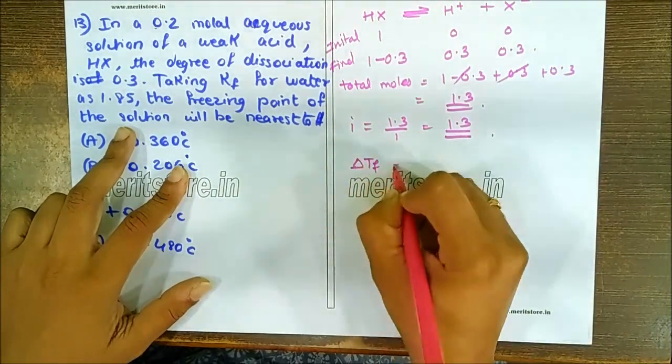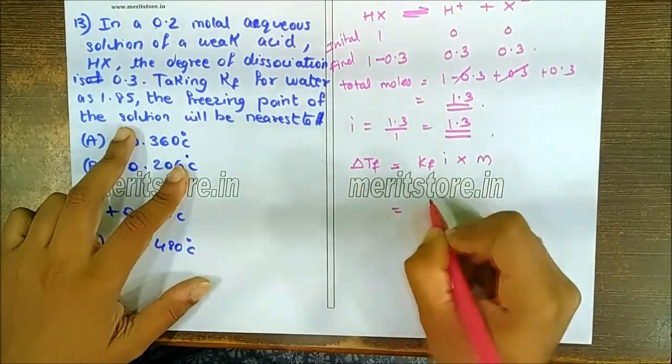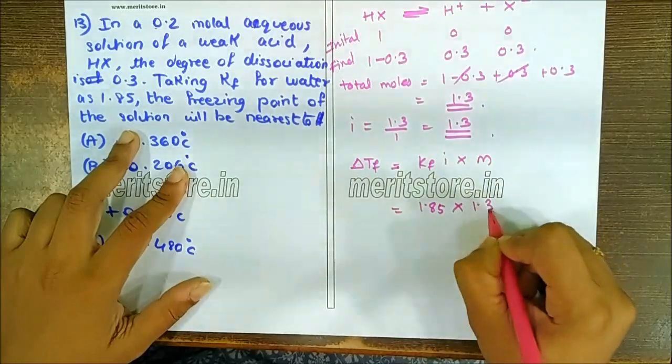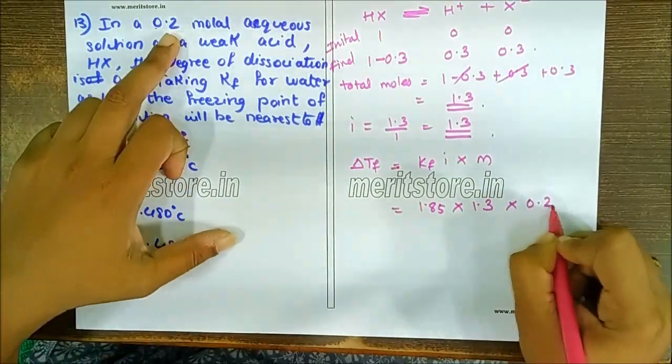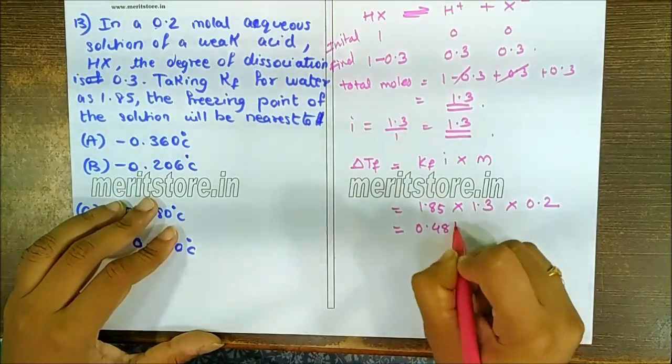Delta Tf is equal to Kf into i into molality. Now Kf is given as 1.85. i we have calculated as 1.3, and it's a 2.2 molal solution. So we'll get the answer 0.481.